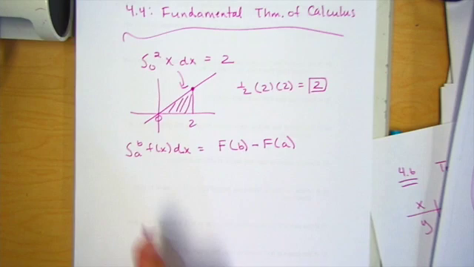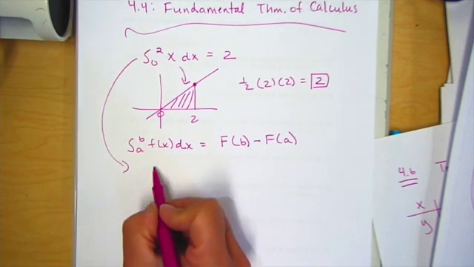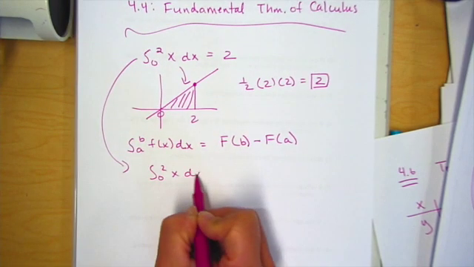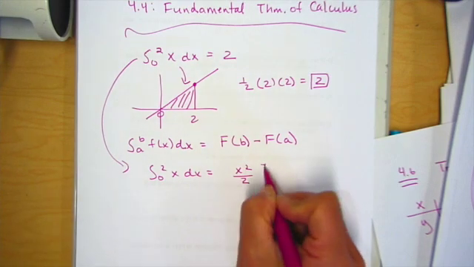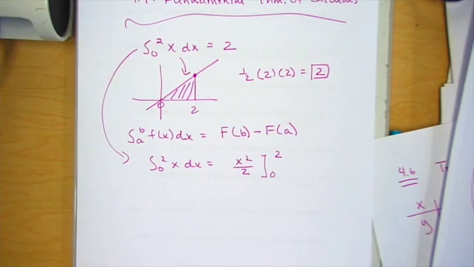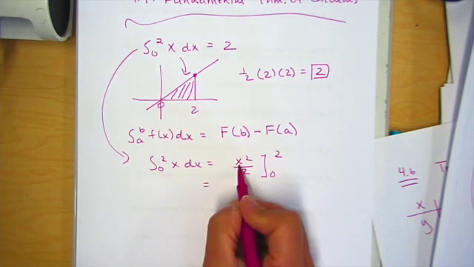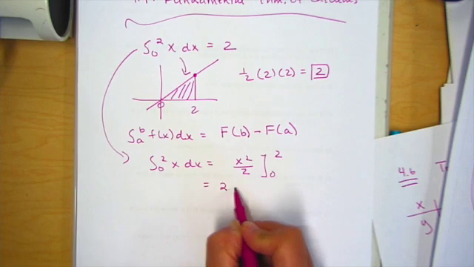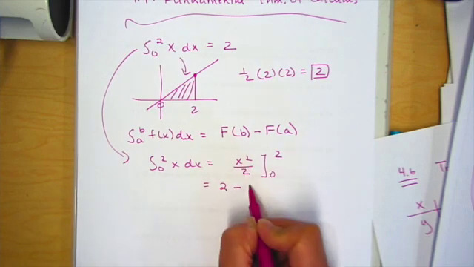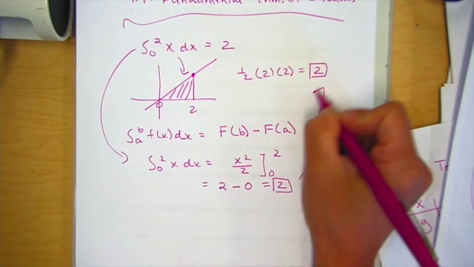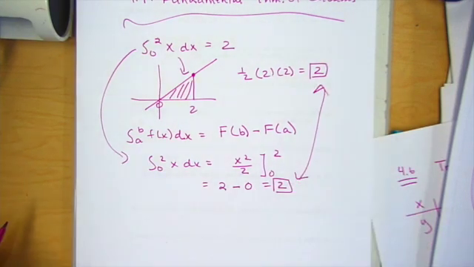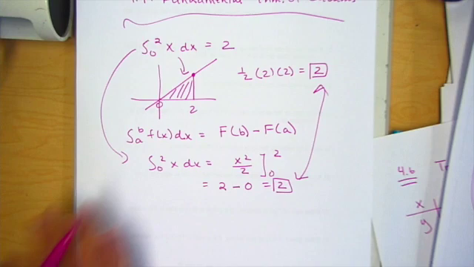Okay, so let's try it with this example here. So this definite integral, the antiderivative of x is x squared over 2, and I'm going to start with this. This is notation saying I'm going to plug in the 2 and plug in the 0. So if I plug in 2, I get 4 over 2, which is 2, minus, plug in the 0, 0 squared over 2 is 0, so this is 2. So exact same thing we got out here. So this is just another way to do this problem.